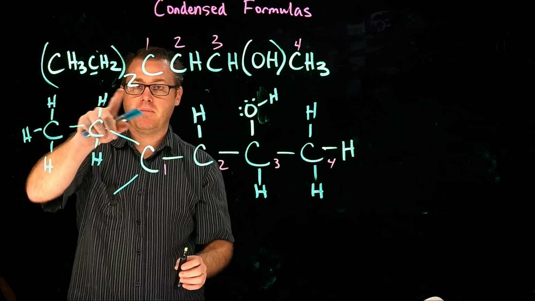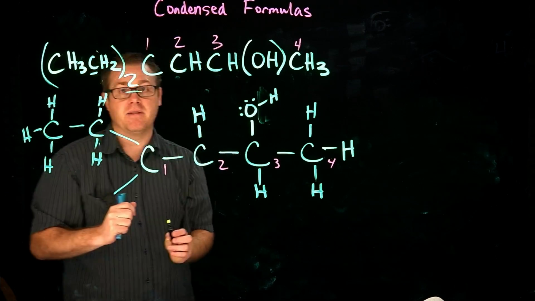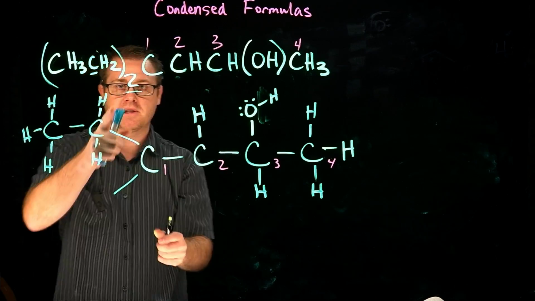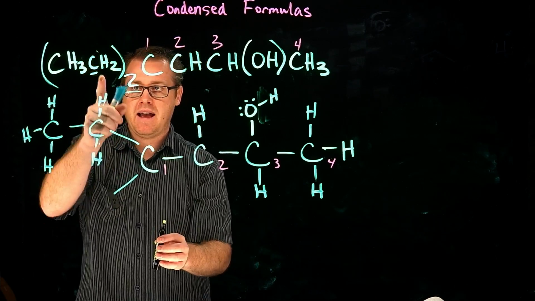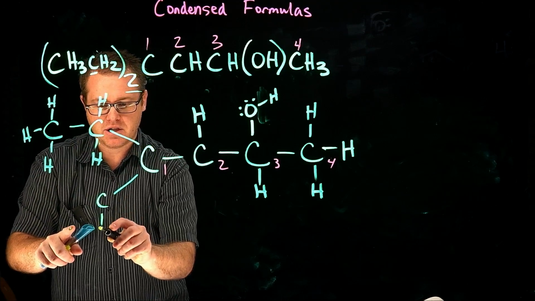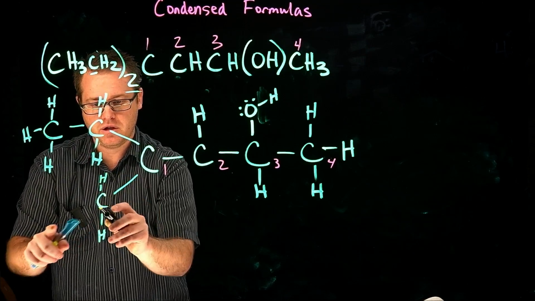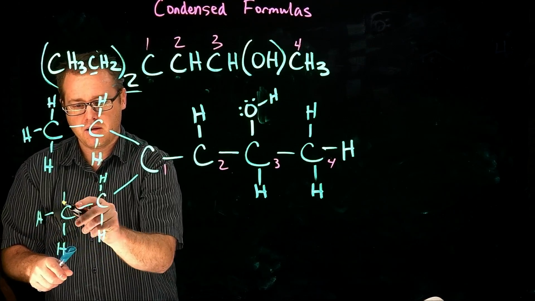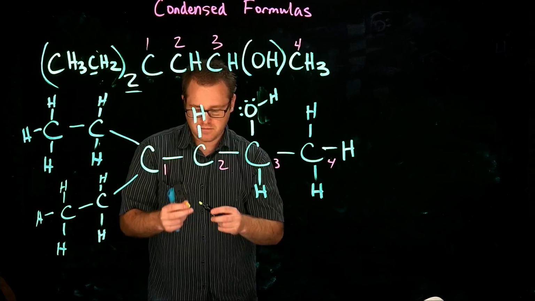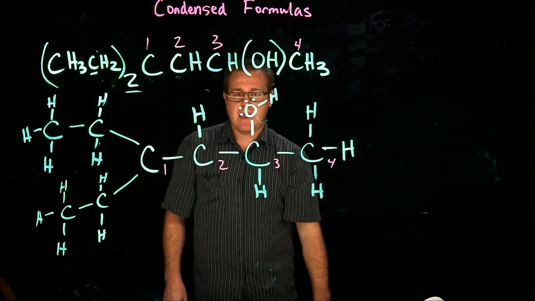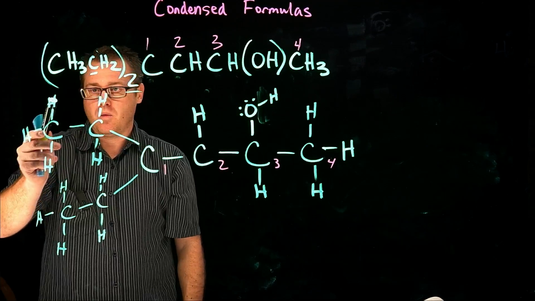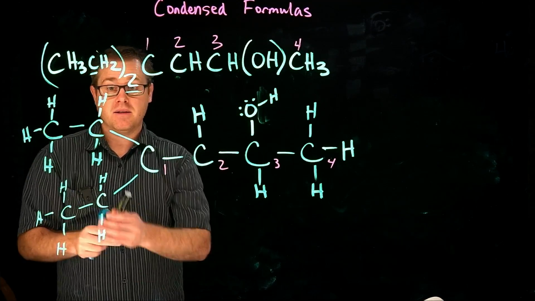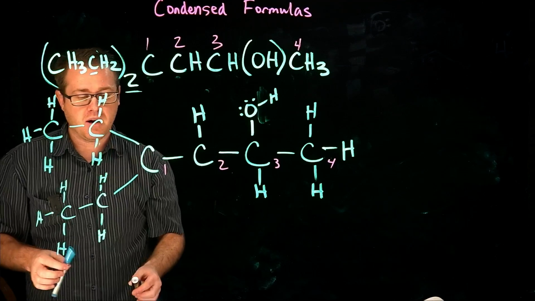Do the same thing, because now there's that subscript right there saying that there's 2 ethyl groups. So that means we have a CH2 and then a CH3. Okay. Now, that carbon, 1, 2, 3, 4, has 4 bonds. This carbon has 1, 2, 3, 4 bonds.